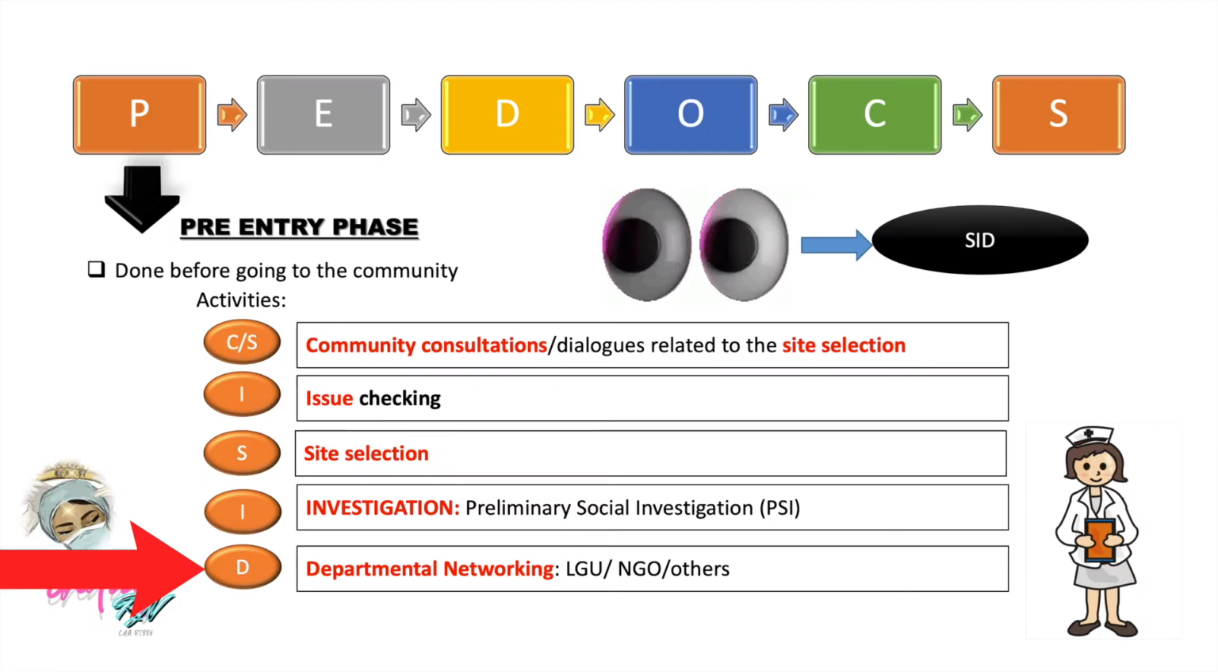Okay? And the last one here in the pre-entry phase is departmental networking, wherein you need to have a link to the local government units or LGUs, NGOs, and other departments that can help you soon in the phases of COPAR. Okay? Remember, the pre-entry phase is done before going to the community. And remember the mnemonic C-SID. Always remember your eyes. Okay?